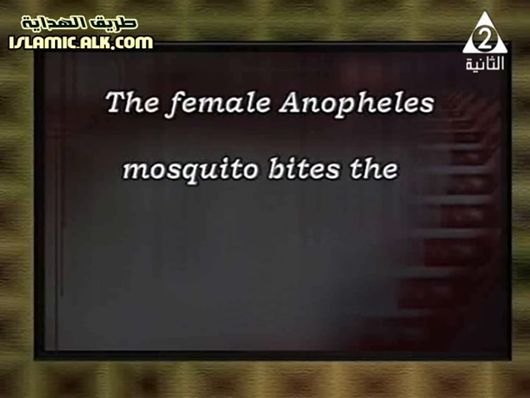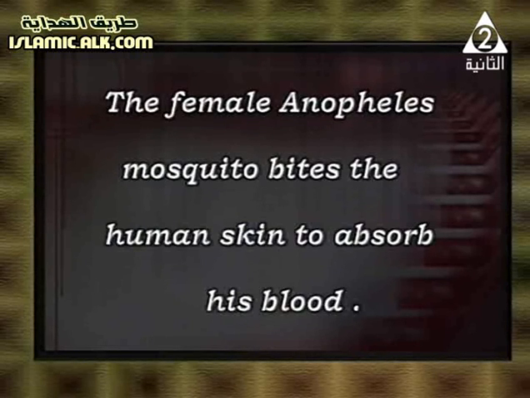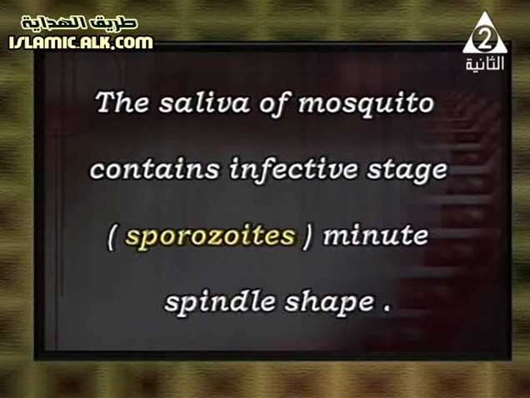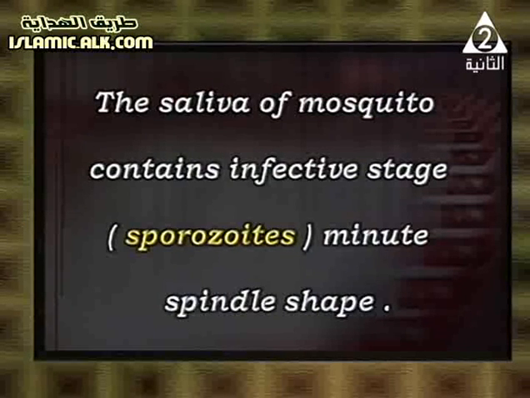After that, when the female Anopheles mosquito stings the human skin to absorb a large amount of blood, the saliva of the mosquito contains the infective stage, which is called sporozoites. They are very minute, spindle-shaped cells. Again, the saliva of the Anopheles mosquito contains the infective stage, which is called sporozoites, minute spindle-shaped cells.